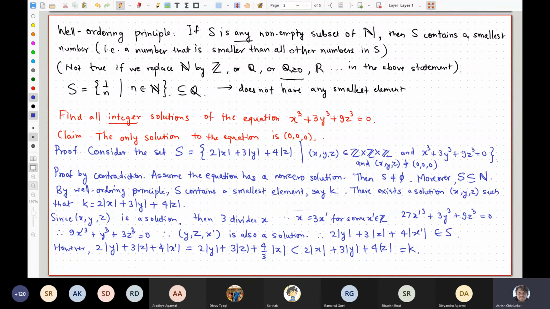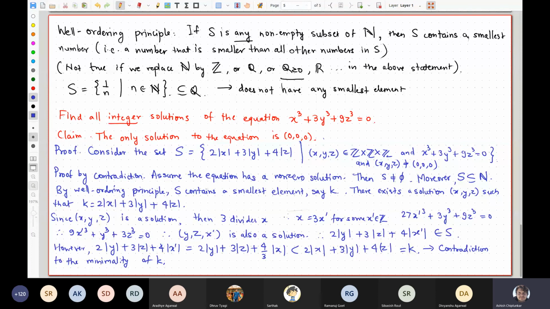But what did we assume? We assumed that k is the smallest element of S, right? So this is a contradiction to the minimality of k, right? So what does this essentially mean? This S is a subset of integers which does not have a smallest element, and that is a contradiction, right?